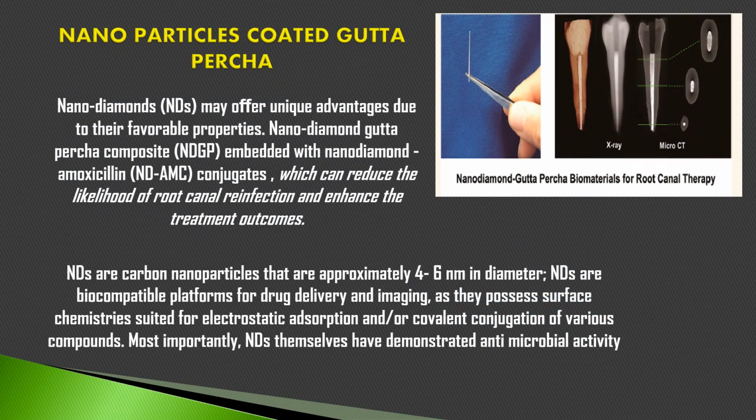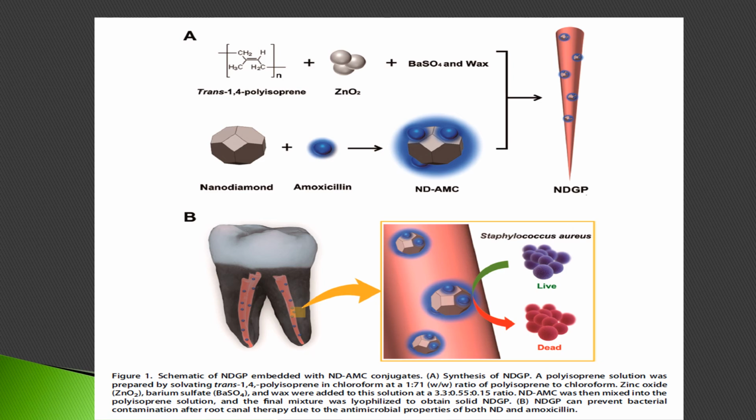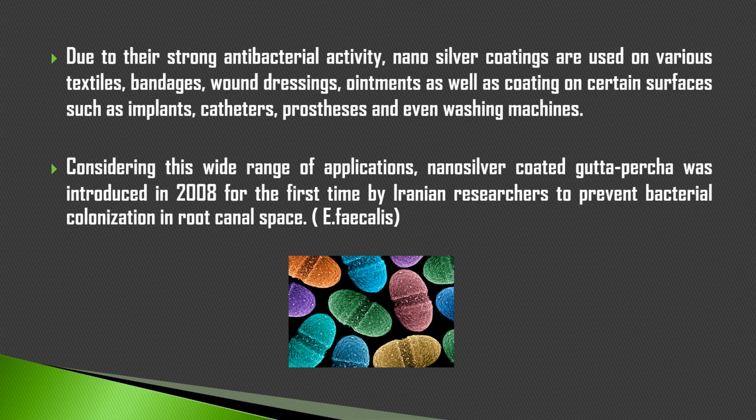Nanoparticles are also coated on the gutta percha. Gutta percha is nothing but the agent used for obturation. When you coat this gutta percha with nanoparticles, it will have an additional disinfection property after the obturation also, where it will be useful for preventing secondary infection. So this is a nano diamond coated gutta percha, and we are also having a silver coated gutta percha. It is under various research.